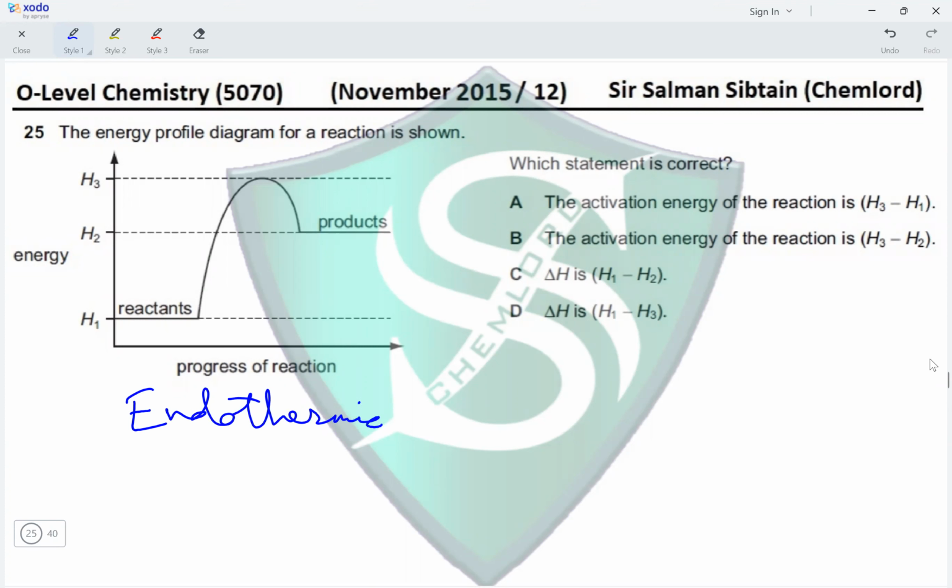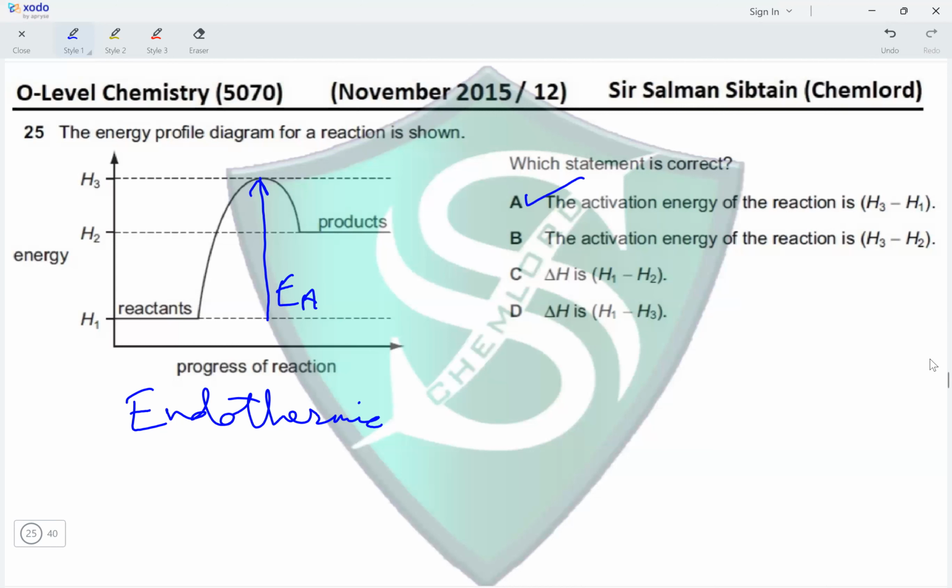So, which statement is correct? The activation energy of the reactant is H3 minus H1. H3 is the maximum energy state during the progress of a reaction known as the transition state, and H1 is the energy of the reactant. So, this is what they are referring to as the activation energy, and this is correct.